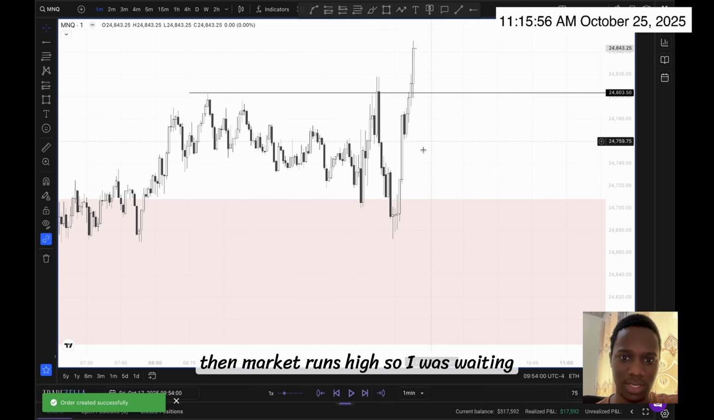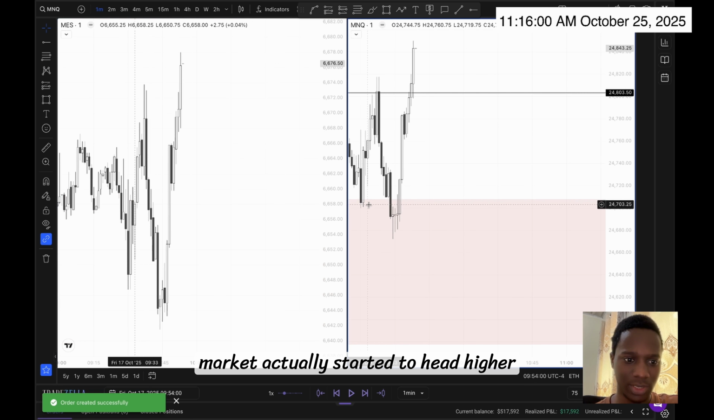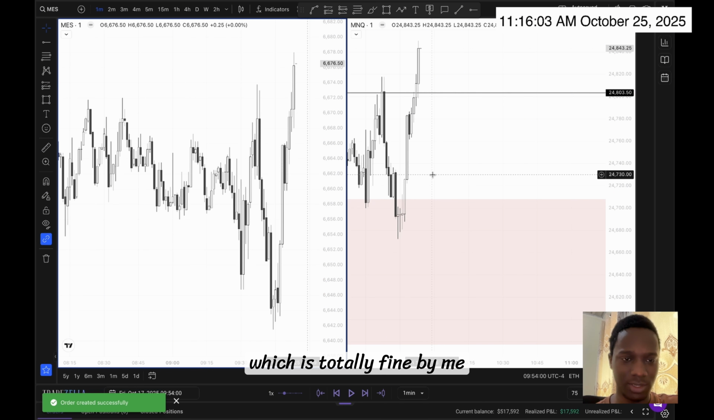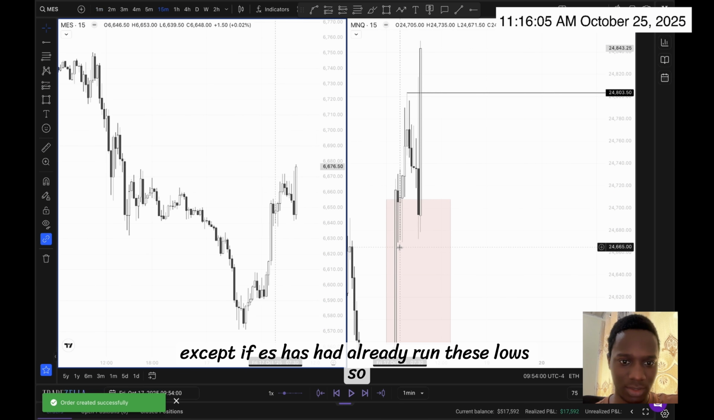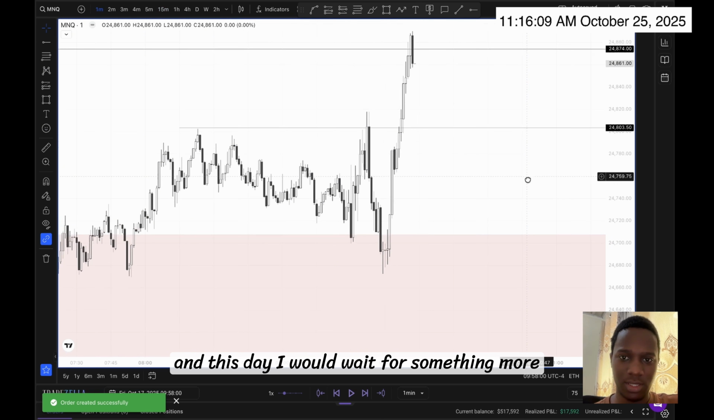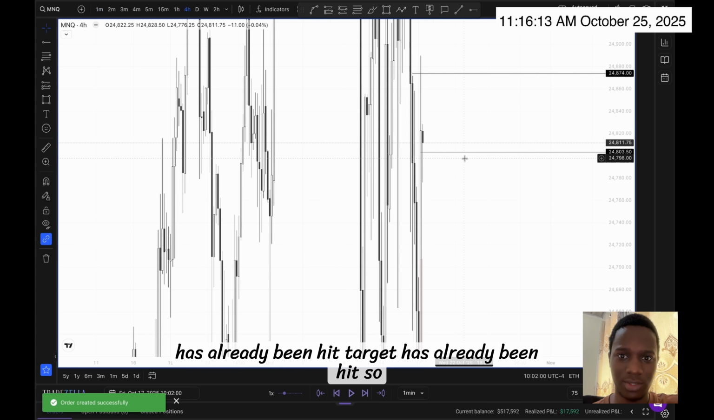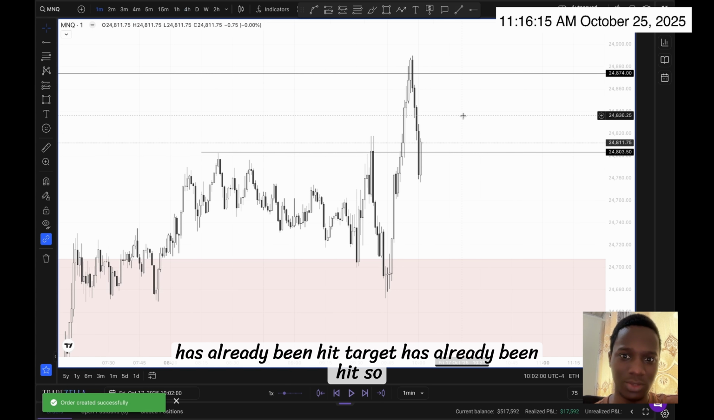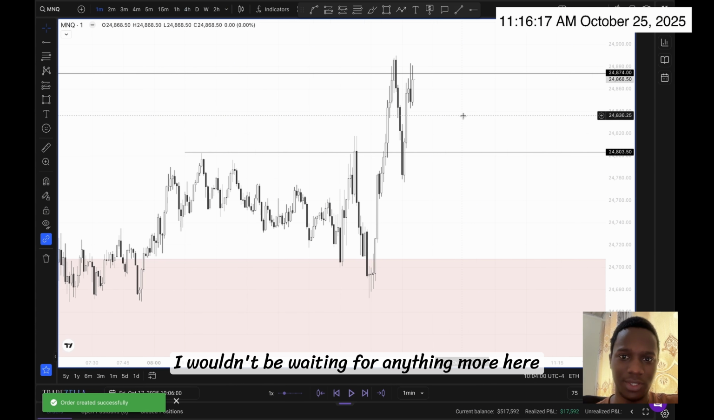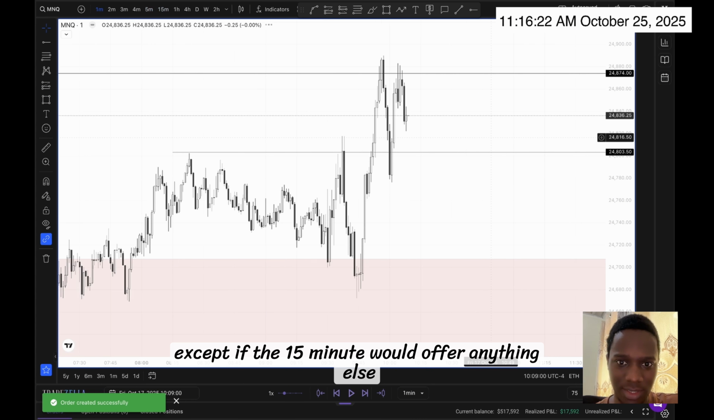And then market runs high. So I was waiting for these ones, but you can see after this sweep, market actually started to head higher, which is totally fine by me, except if ES had already run these lows. So then this day I would wait for something more, for which you can see that the 4 hour target has already been hit, so I wouldn't be waiting for anything more here, except if the 15-minute would offer anything else.